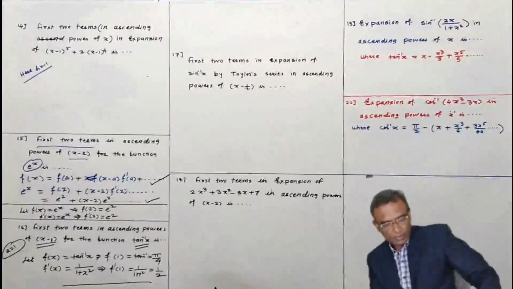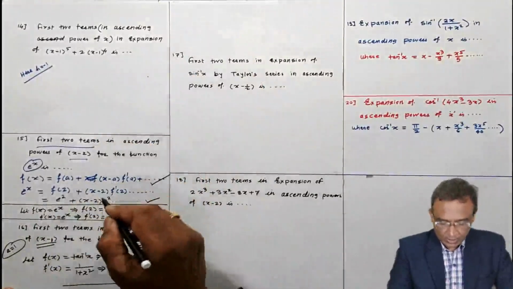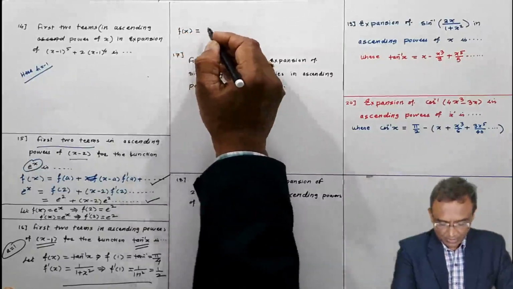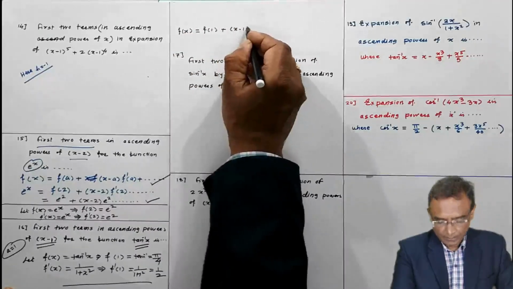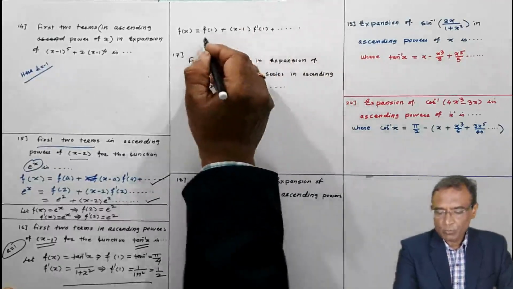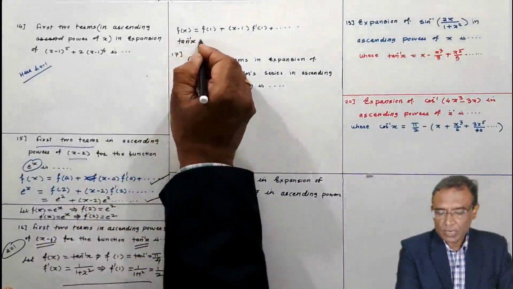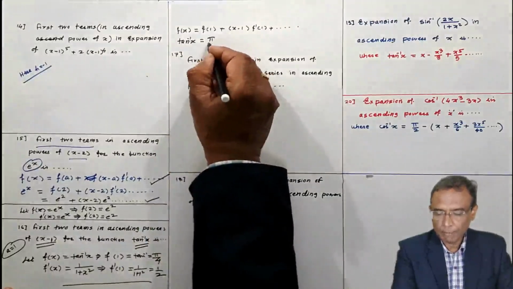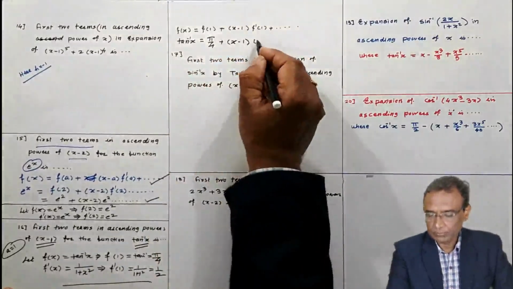Okay. And what is the formula? This is the expansion of function in terms of x minus a. So here this formula I am using. f(x) equal to, here a is 1, f of a plus x minus a, f dash of a, plus and so on. Just putting values here, f(x) is tan inverse x. This is the expansion of tan inverse x in ascending power of x minus 1, and f of 1 is pi by 4 plus x minus 1, f dash 1 is 1 by 2.